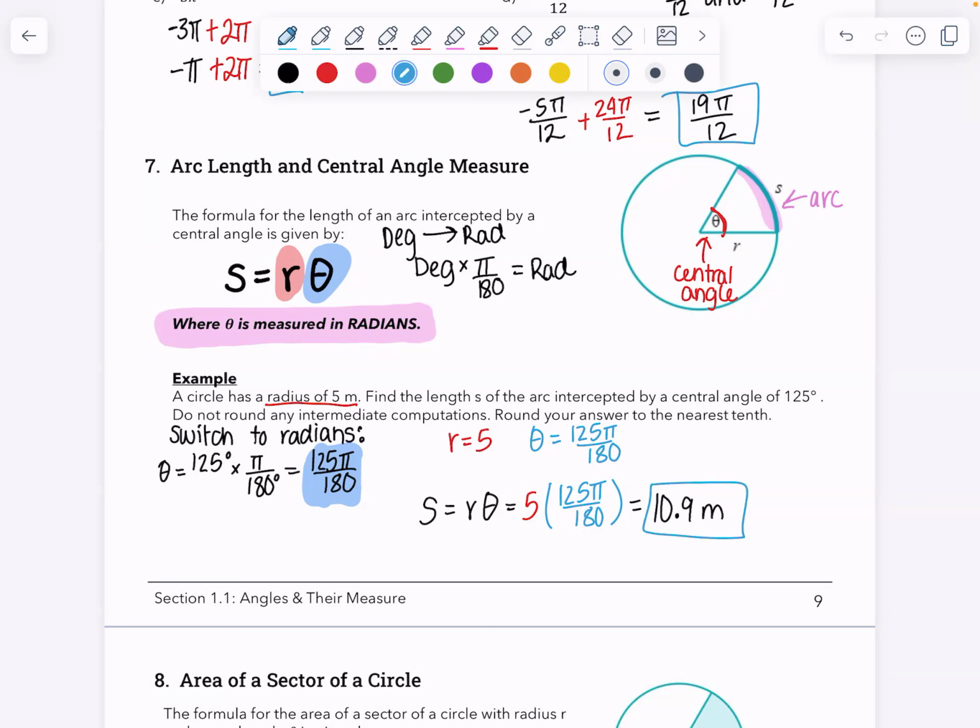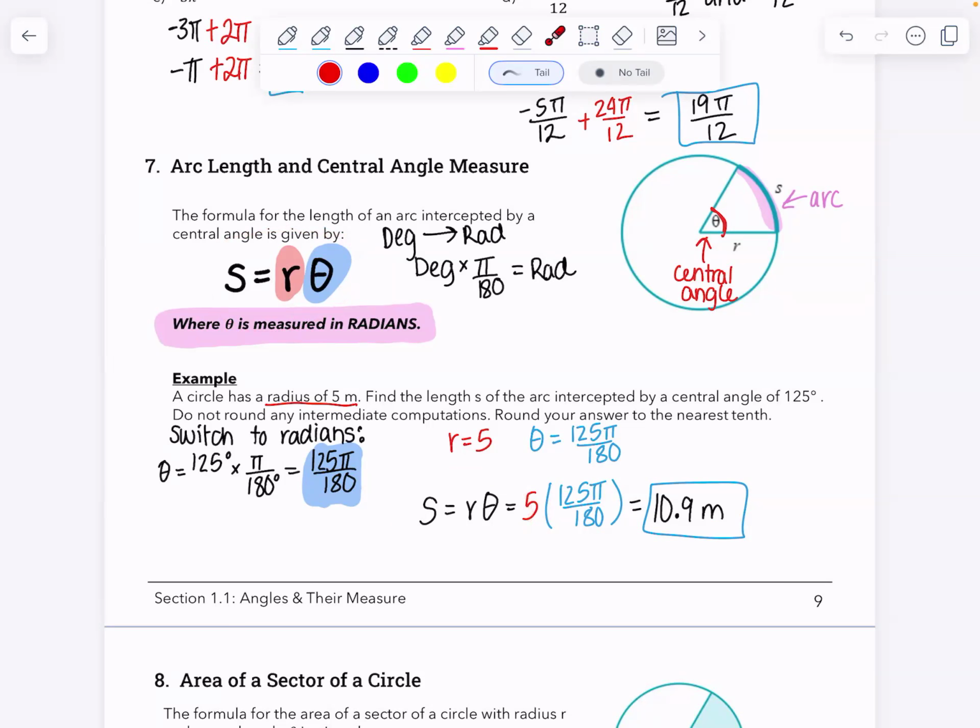Sometimes questions might ask you to just plug in the numbers like we did here. Other times you might be given arc length and asked to solve for radius or for theta. But those aren't any big deal. You're just doing a tiny bit of algebra after you plug in on this step right here.